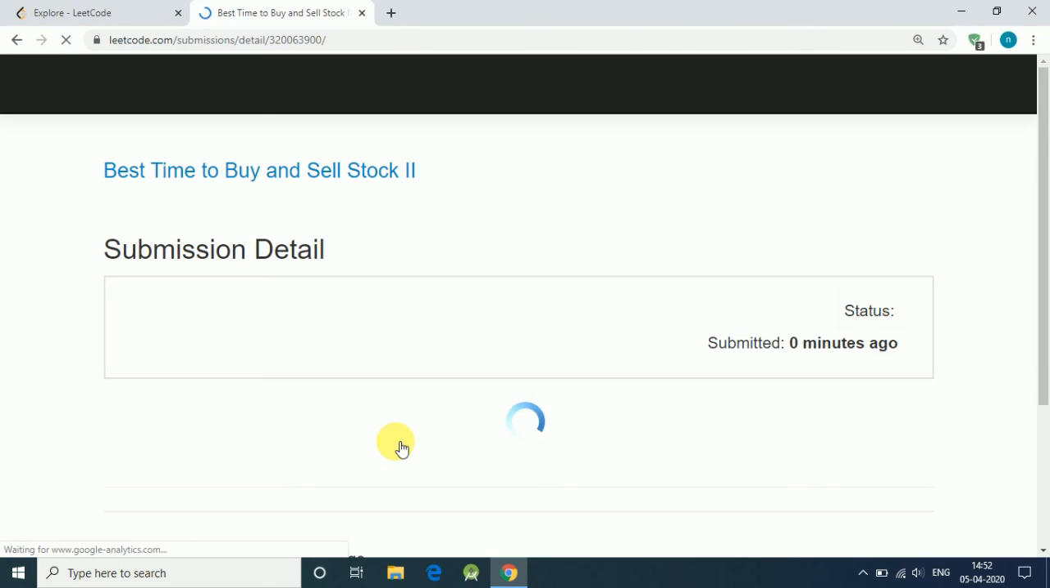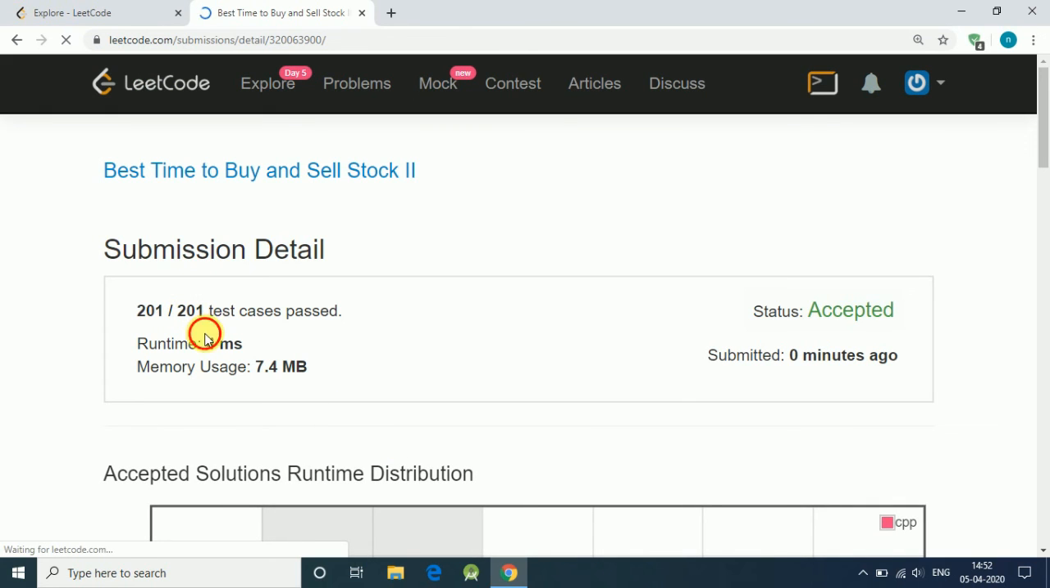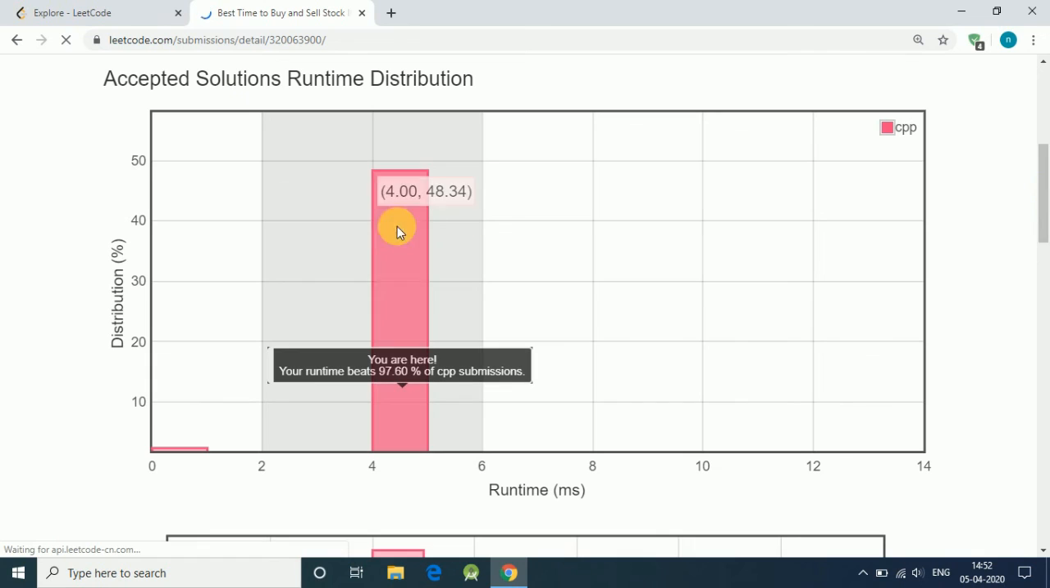And what we get is we get 4 millisecond runtime and 7.4 MB usage, and we beat 97.60% of C++ submissions. So this is a great algorithm.